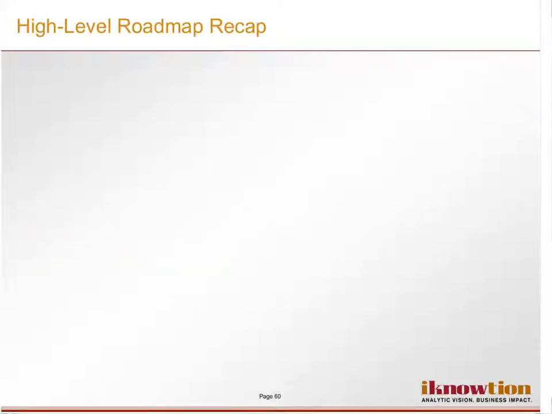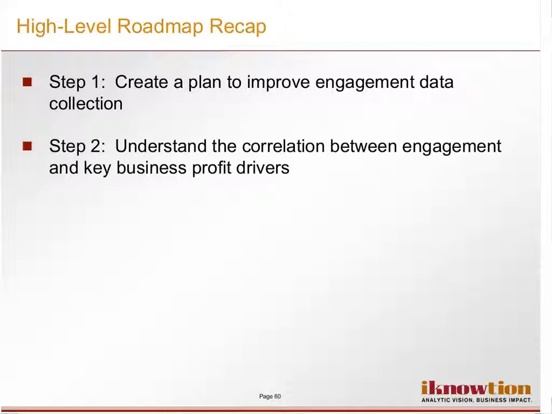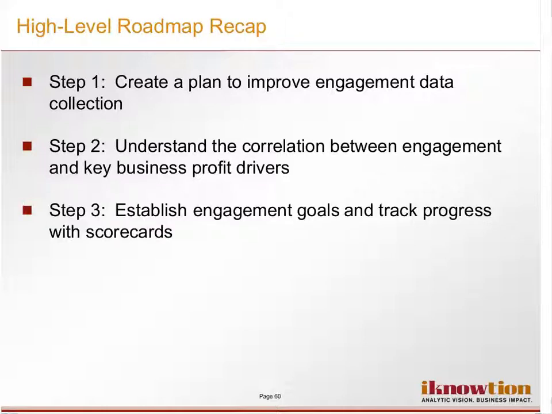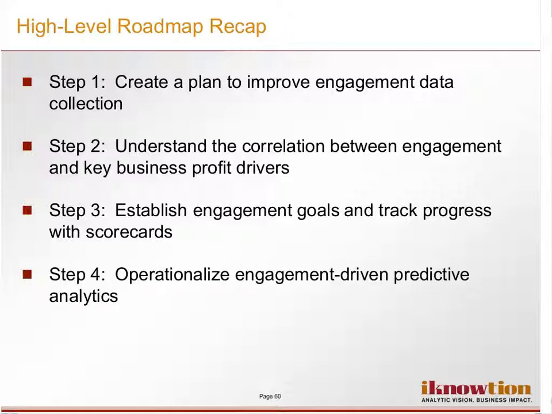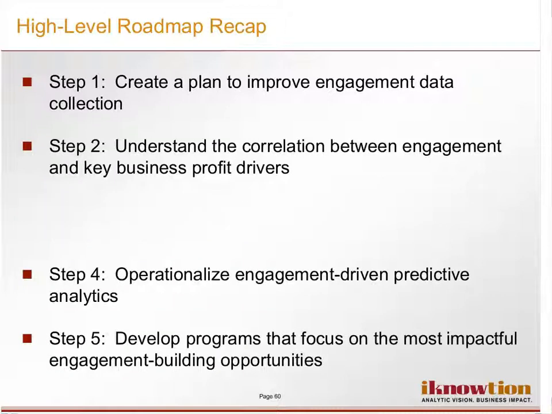So I want to wrap up by just doing a quick recap of the 5 steps in the engagement analytics roadmap. Step 1 is to create a plan to improve engagement data collection. Step 2, you perform an analysis to understand the correlation between engagement and key business profit drivers. And in Step 3, you'll begin to use the decision support tools to establish engagement goals and track progress with scorecards. Step 4, which the analyst community said was so important, you need to really begin to operationalize engagement-driven predictive analytics. And finally, in Step 5, develop programs that focus on the most impactful engagement building opportunities.